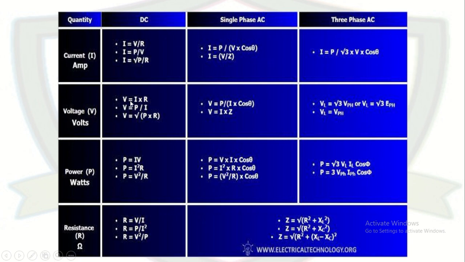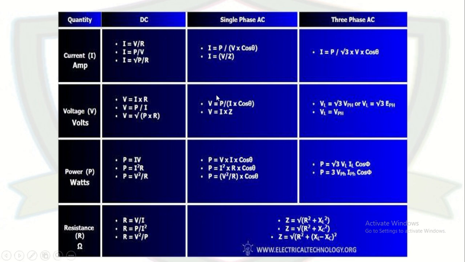The voltage V equals I times R. This is current times resistance. Voltage also means power over I. So we can derive from this. Also, voltage is equal to the square root of P times R.